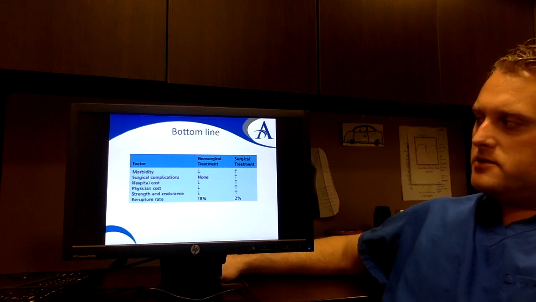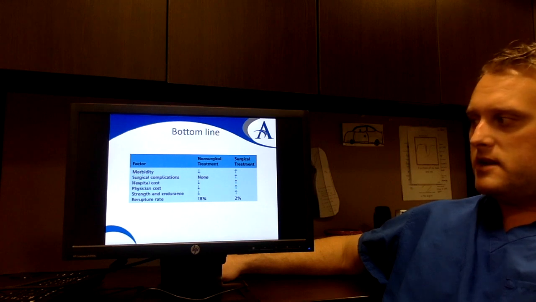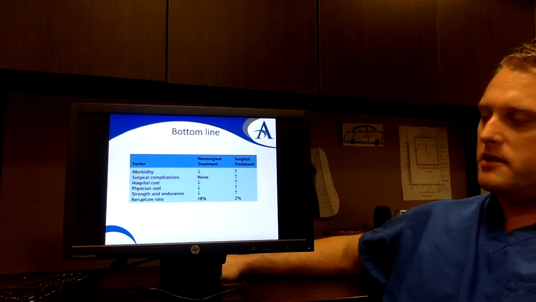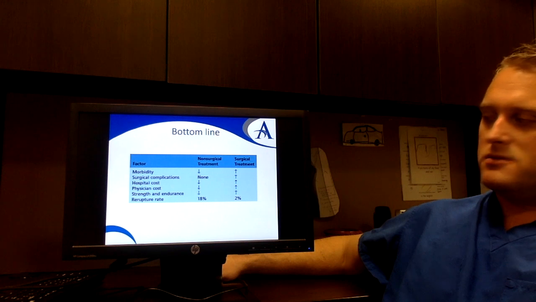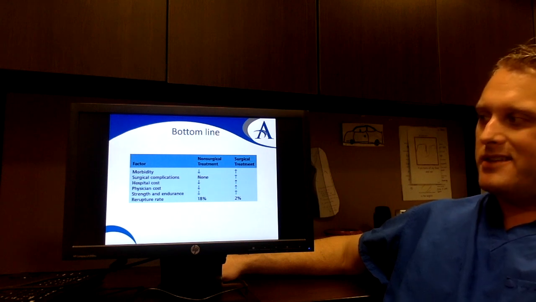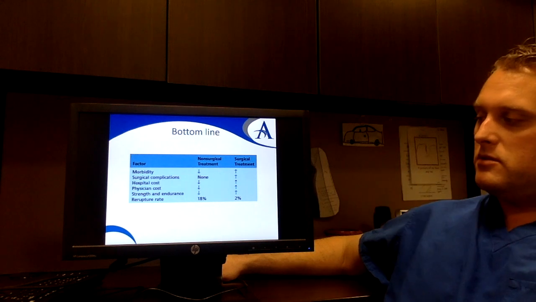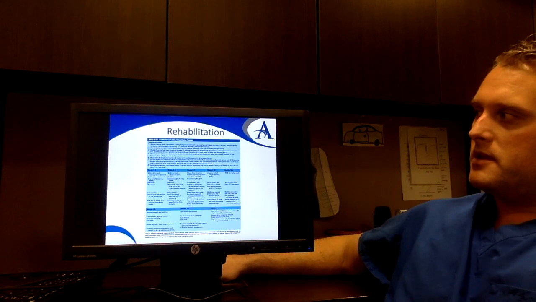So bottom line, surgical treatment has a higher morbidity. There's surgical complications, hospital costs, but there's a lower rupture rate, which is 2%. Non-surgical is 18%. There's also a decrease in strength and endurance with the non-surgical treatment. So that, I think, for me, that's the main issue with not fixing these.